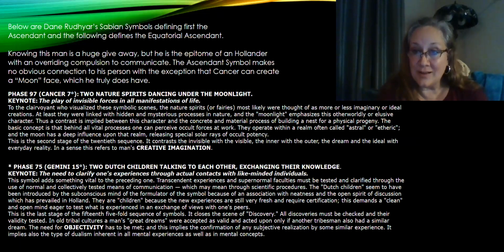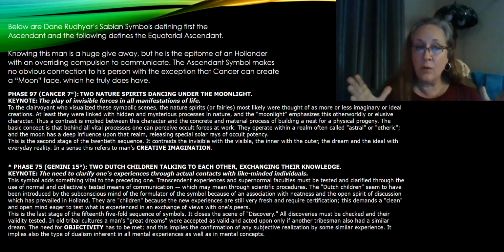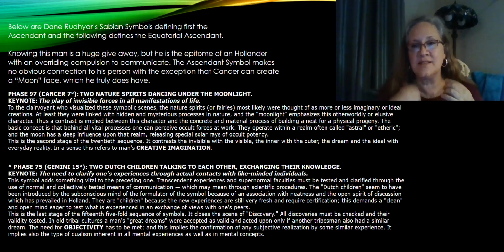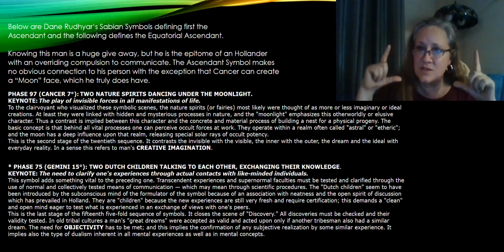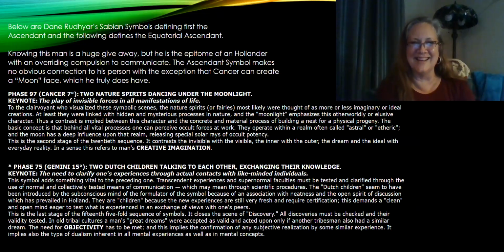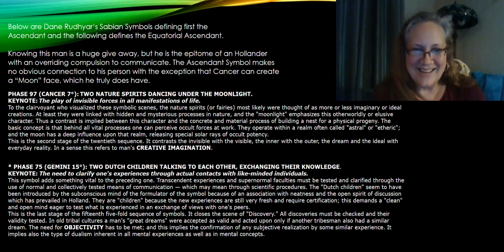With the Equatorial Ascendant, we've got Gemini 15. It's 14:01 Gemini was the Equatorial Ascendant. And that degree is so specific. It's two Dutch children talking to each other, exchanging their knowledge. Could this be more poetic? Could this be more indicative of the chart that we were just looking at? I don't think so. For one, he's a total Hollander. Is it square? Yeah, okay, I won't say that.